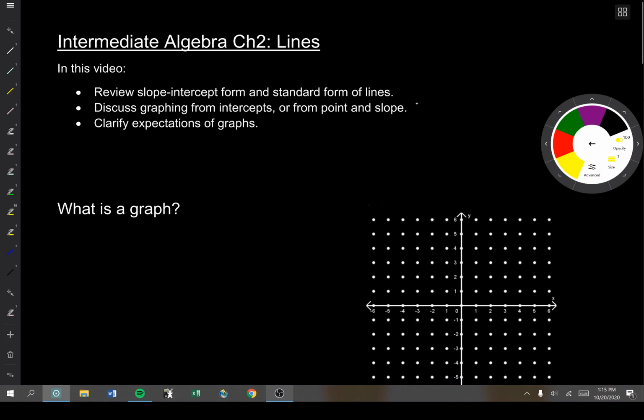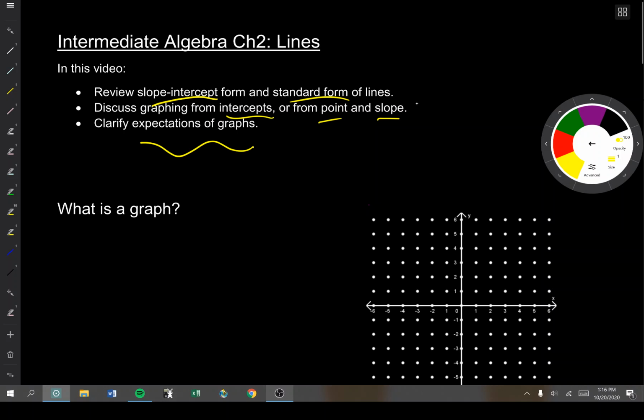Right, we're going to start chapter 2, which is going to be on lines. We're going to move through this chapter fairly quickly because it's going to be a review of stuff you've done several times before. We're going to graph slope-intercept form. We're going to graph standard form. We will just discuss graphing from intercepts and from points and slopes. And we'll talk about the expectations I have of when you give me a graph.